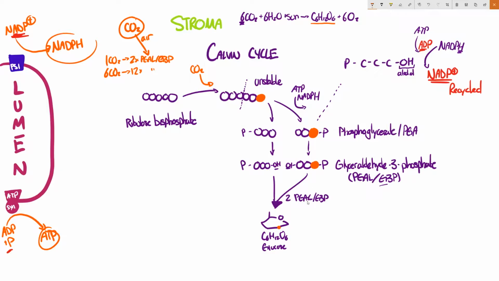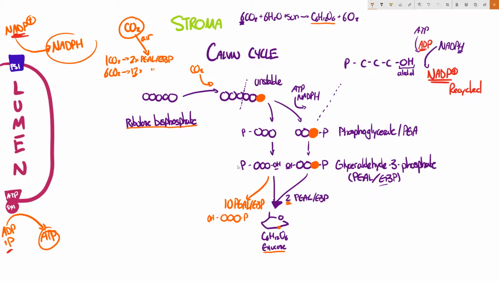So the question becomes, if I only need 2 to make a single glucose, where does the other 10 go? Actually let's stay in orange. Where does all of these extra PGALs or G3P go? So these will go back to regenerate our ribulose bisphosphate. If we don't do this, then the cycle stops. It can't continue. Okay? So G3P, it's still a 3 carbon compound.